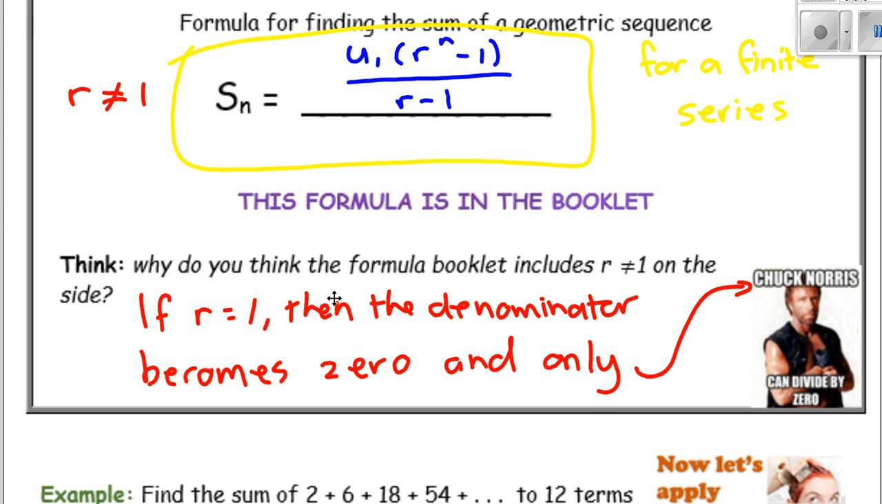So just a little explanation. I mentioned that because sometimes students get a bit thrown when they see that in the formula booklet, and they're like, what's that all about? They're just being very clear in saying that if you did that, the formula doesn't work anymore. If R equals 1, that formula is not valid anymore.